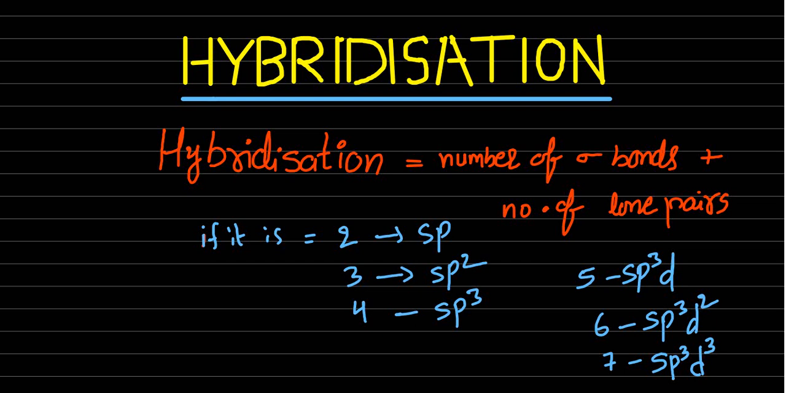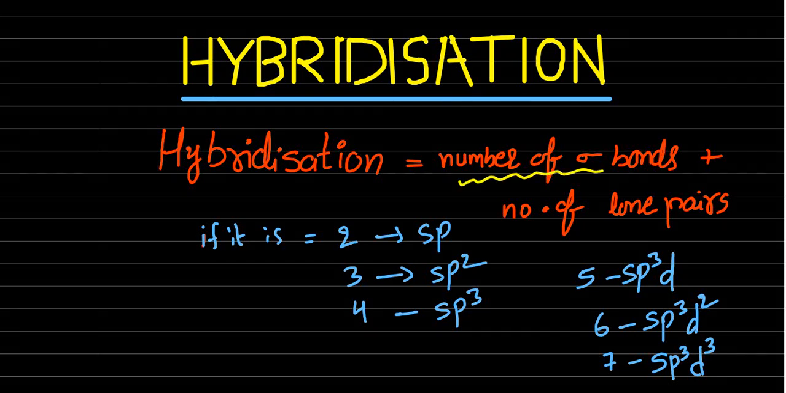Hybridization. Today's topic is hybridization. Hybridization equals the number of sigma bonds plus the number of lone pairs. If the total is 2, then the hybridization is sp. Hybridization always starts from the s orbital.